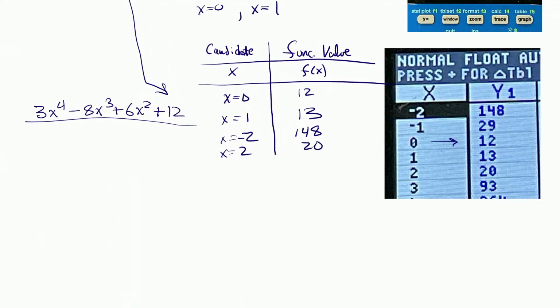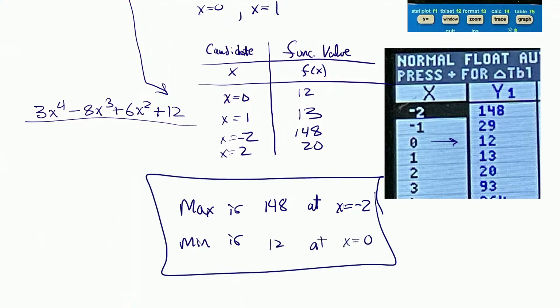Okay, now, I always like to tell my Calc 1 students that at this point, you go find your little brother or sister, give them this list, and ask them which is the biggest number on the list. That's all you have to do. Find the biggest number. And so the max is 148 at x equals -2. The minimum value is 12 at x equals 0. That is the answer for the absolute max and min.